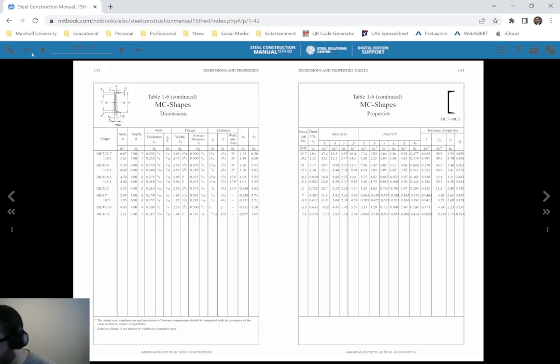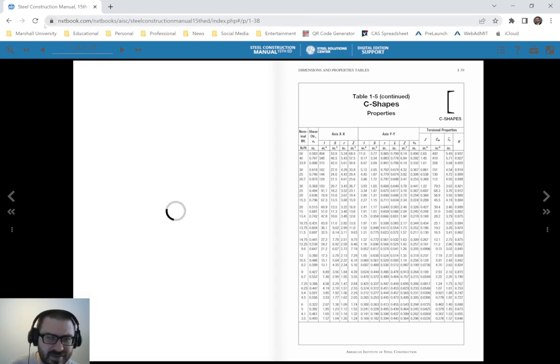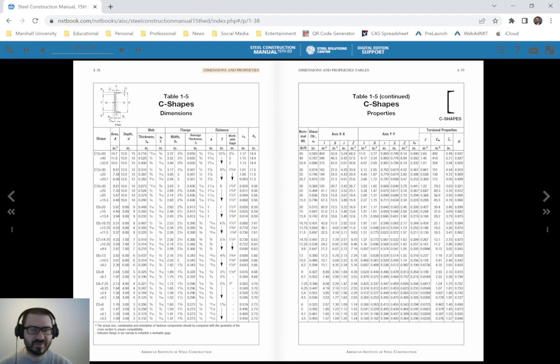I was one page ahead. Let's try. Okay, so I think maybe 1-38. Yeah, here we go. Okay, so I'm in table 1-5, and this is the table on C-shapes.